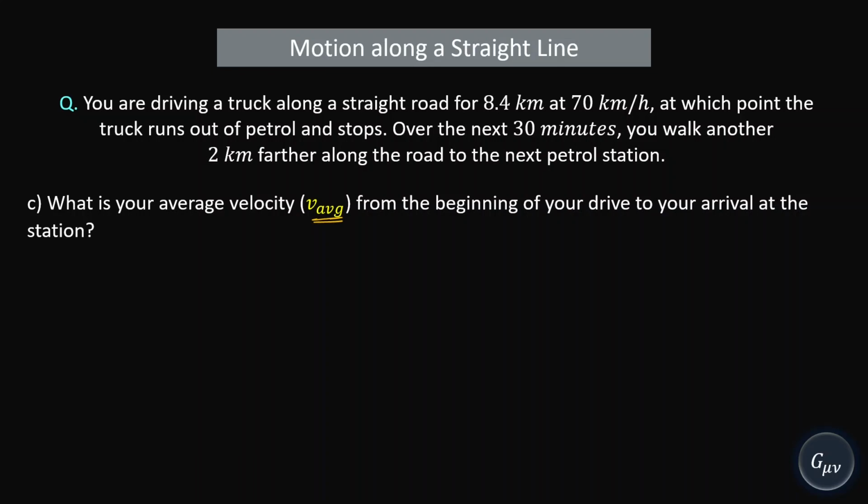Now this is really simple. We will use the formula for the average velocity. This is equal to delta x divided by delta t, which is 10.6 divided by 0.62 hours. Right? Remember this was the time taken for the entire trip, which is driving plus walking. So the average velocity, if you calculate, you will get 16.8 kilometers per hour. So this is the average velocity.